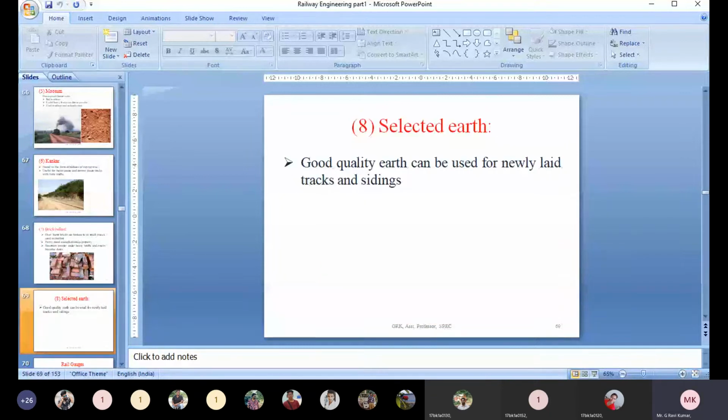And next one is the selected earth. It means the earth which has a huge bearing capacity. So they are used as a direct ballast without providing any bed of coarse aggregate or any bed of muram. Directly the earth itself will be used as a ballast. Understand? So a good quality earth can be used for newly laid tracks and sidings.